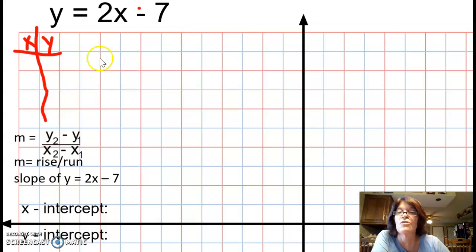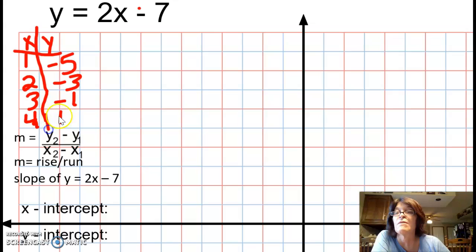Let's say you want X to be 1. Well, that means you're going to put 1 right in here for X. 2 times 1 is 2. 2 minus 7 is -5. Maybe you want X to be 2. 2 times 2 is 4. 4 minus 7 is -3. Maybe you want X to be 3. 3 times 2 is 6. 6 minus 7 is -1. Maybe you want X to be 4. 2 times 4 is 8. 8 minus 7 is 1.